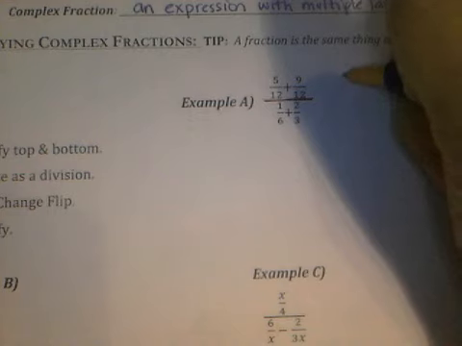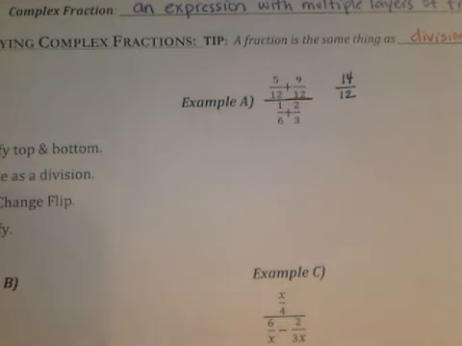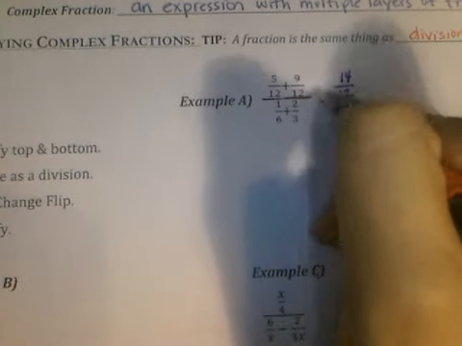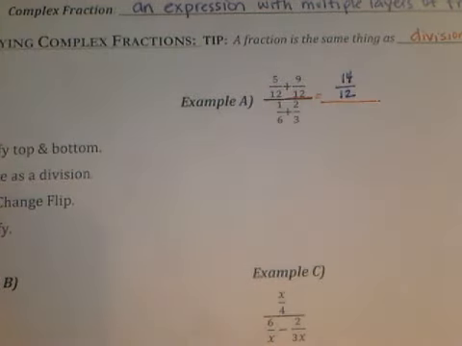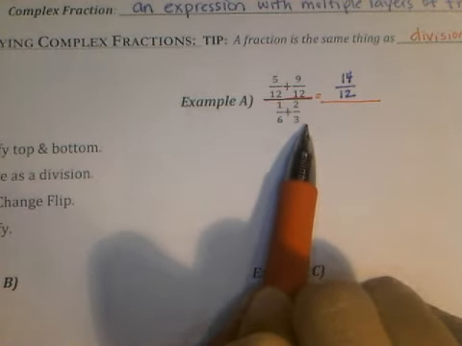5 plus 9 is 14, and I keep 12 the same. As I simplify the top and the bottom separately, I'm going to keep them in fraction form. And actually, before I can add the fractions, I'm going to need to get like denominators.